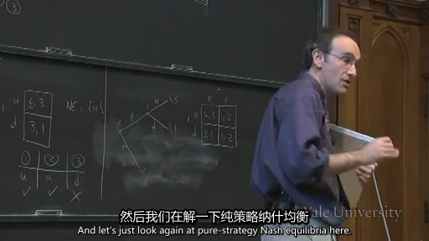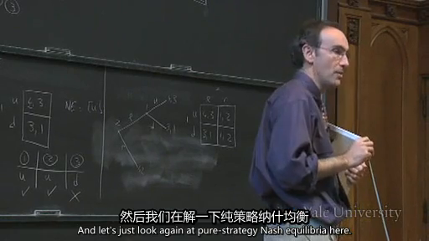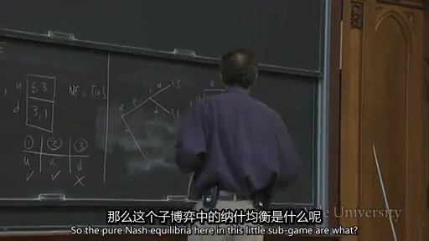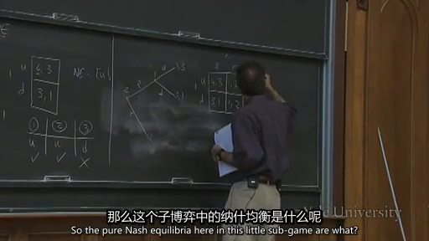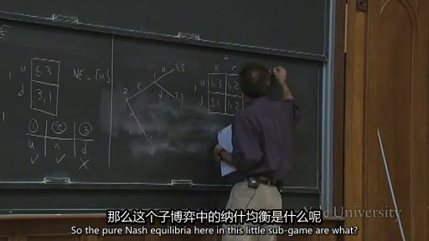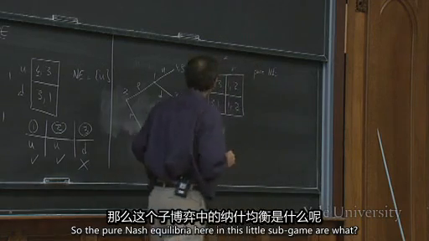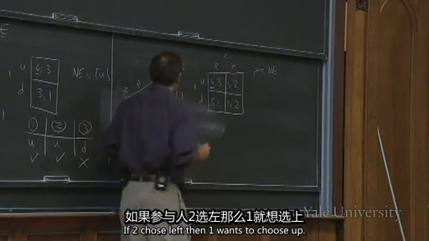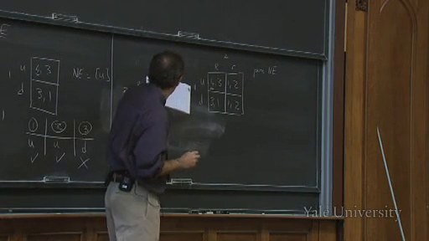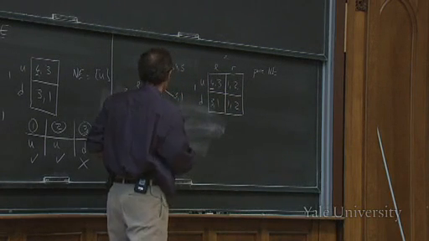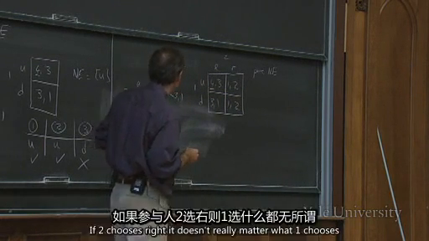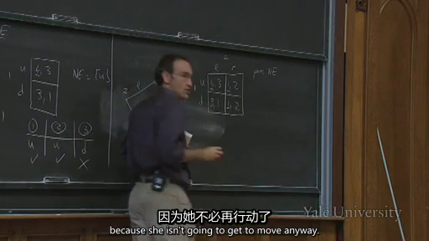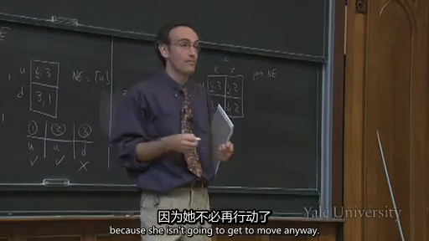And let's just look again just at pure strategy Nash equilibria here. Okay, there are actually mixed ones, but let's just worry about pure ones for now. All right, so the pure Nash equilibria in this little subgame are what? Well, let's just see. If 2 chose left, then 1 wants to choose up. If 2 chooses right, it doesn't really matter what 1 chooses, because she isn't going to get to move anyway.